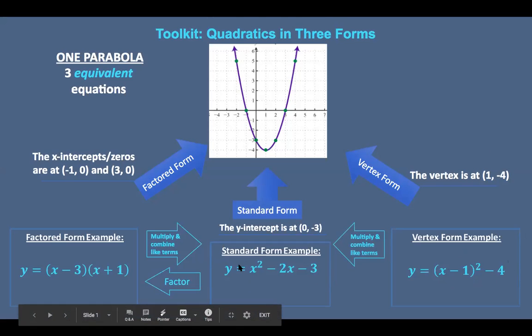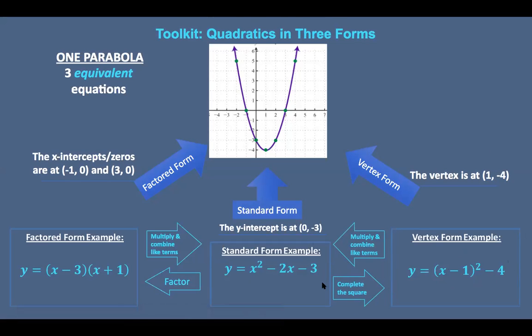To get from standard form to vertex form, it is using a process called completing the square. We did not talk about completing the square this year, but that's okay. You will learn more about it in Algebra 2, and if you're interested in finding out more about completing the square, you can definitely Google it and find tons of resources on that.